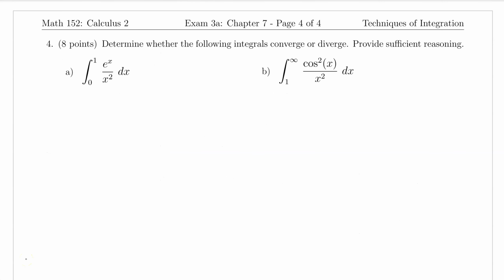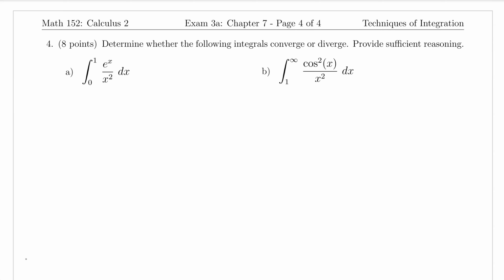Question 4 says determine whether the following integrals converge or diverge, provide sufficient reasoning. So part A, we have the integral from 0 to 1 of e to the x over x squared dx. Now, this is an improper integral because our lower limit of integration is 0, and this function has a vertical asymptote at x equals 0. So we want to figure out, does this thing converge or diverge?